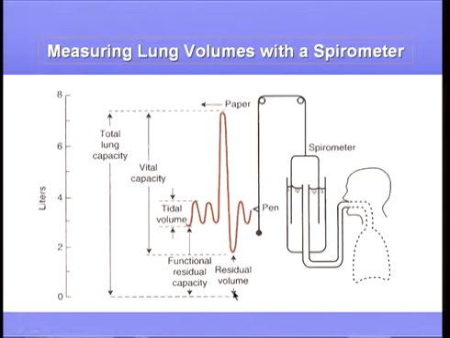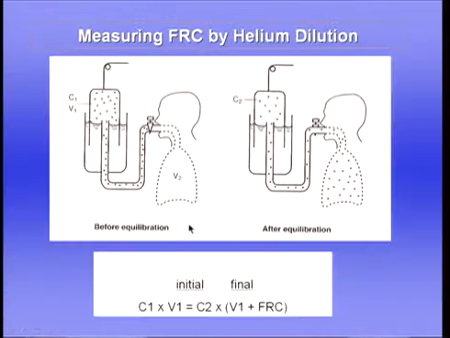So going back then to the spirometer measurements, how are we going to measure these other volumes? We can't measure them with a spirometer. How are we going to measure the functional residual capacity? Because often we want to know that. One way of doing that is what we call helium dilution.